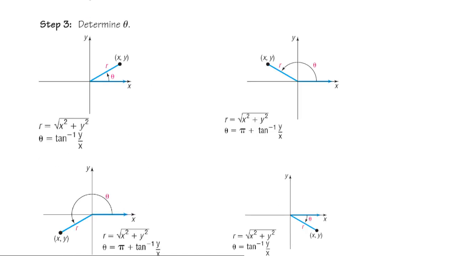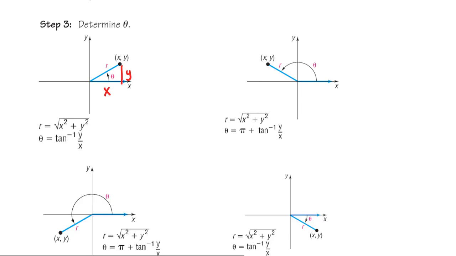Step 3, determine theta. It's kind of easy to see with quadrant 1 because if this is y and this is x, then theta is going to be equal to the inverse tangent of y over x. In quadrant 4, it works out the same way. It's just going to be the inverse tangent of y over x because remember, inverse tangent only answers with angles in quadrant 1 and quadrant 4.